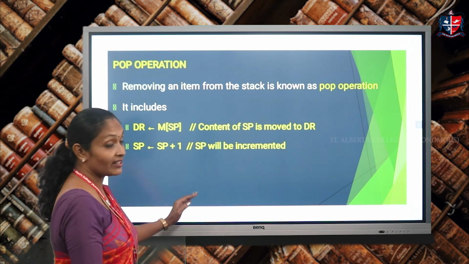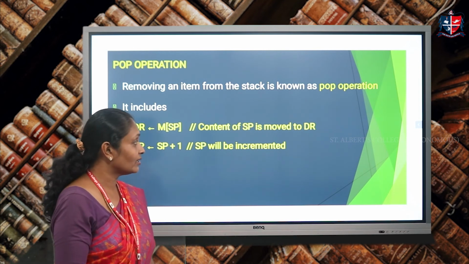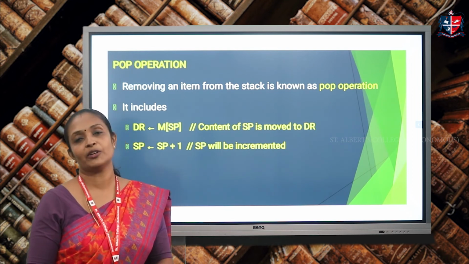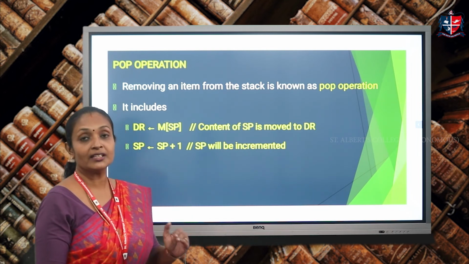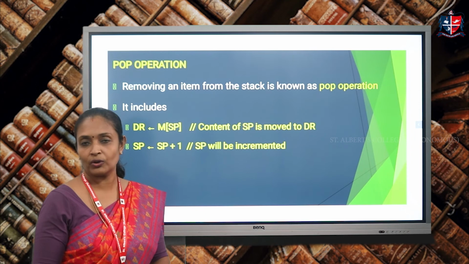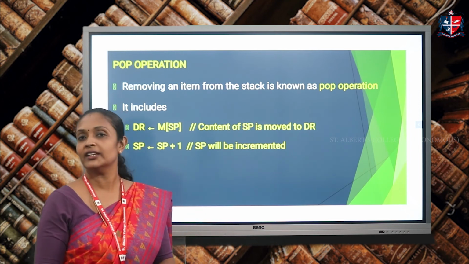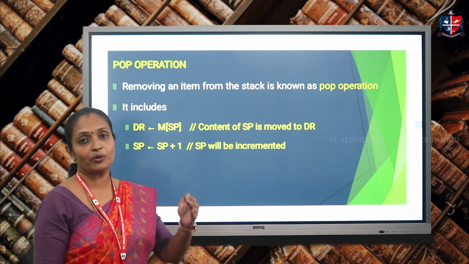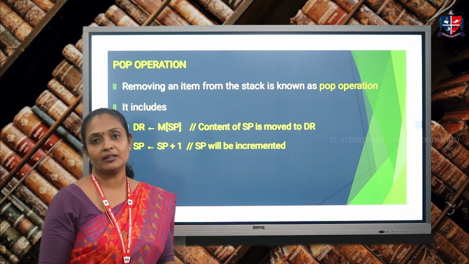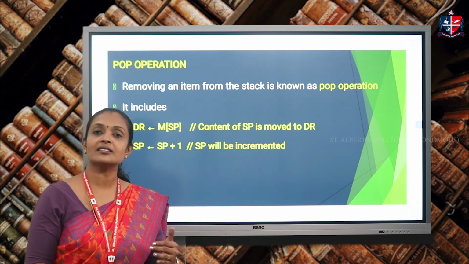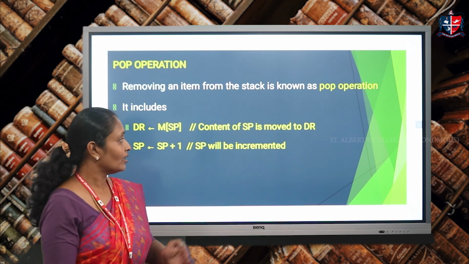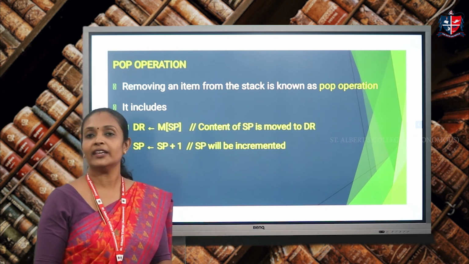For that purpose, the first step is that the content of the stack pointer location is moved to the data register. That is, the stack pointer actually points to the topmost element of the stack, so that data is the first item to be removed. Whatever data is stored in this particular location has to be shifted to the data register. And after that, the stack pointer has to move to the next location. So the stack pointer has to be incremented, because in this memory stack the addresses are arranged in decreasing order.